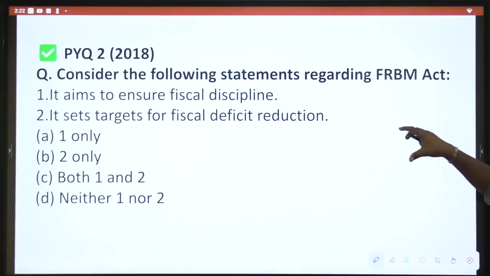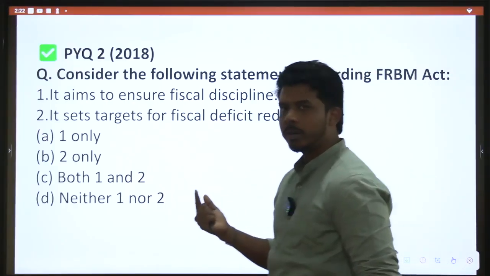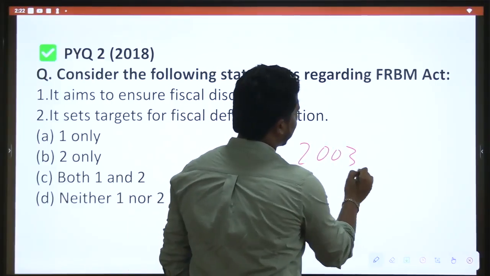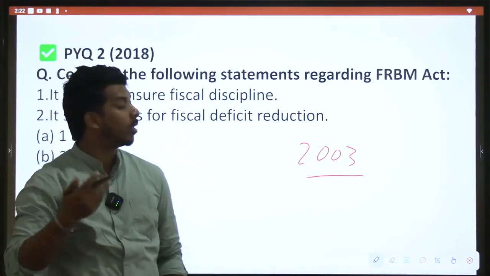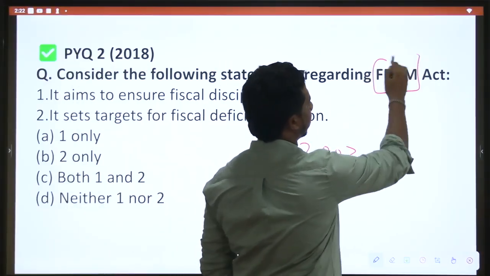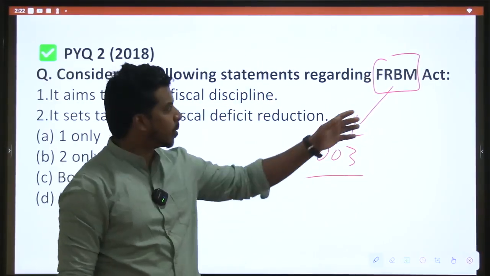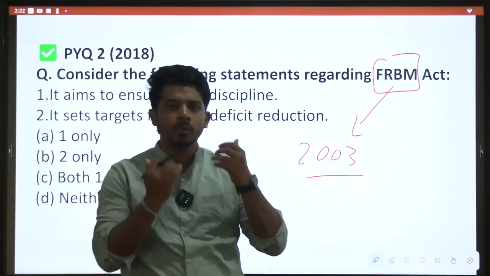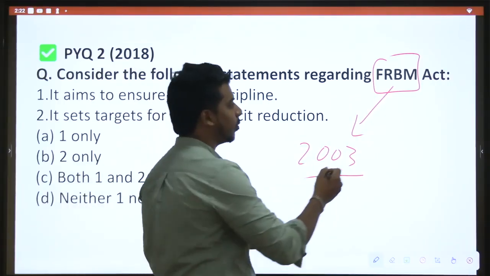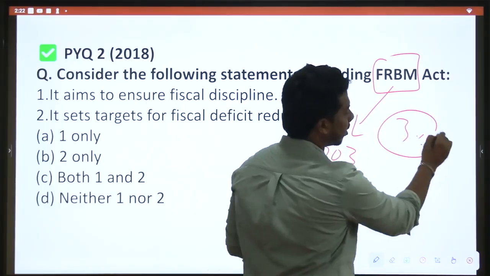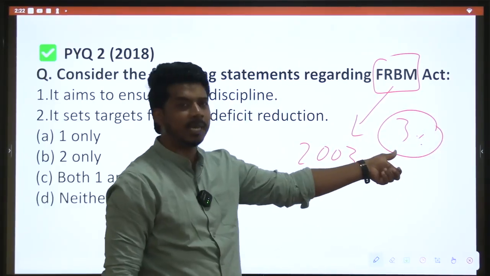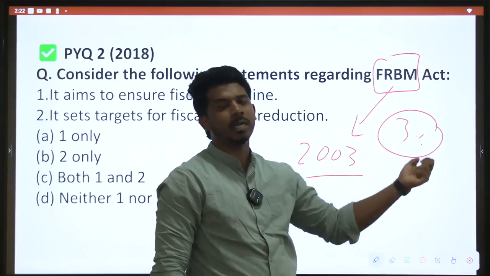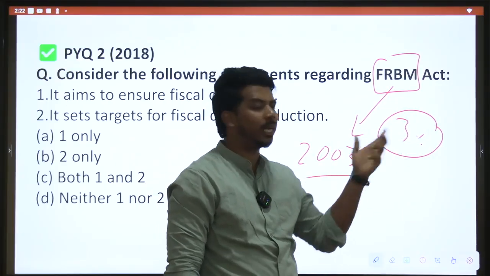Then they are asking about something called the FRBM Act. In 2003, because our fiscal deficit was constantly high, we made an act called the FRBM Act, the Fiscal Responsibility and Budget Management Act. The target here is to reduce the fiscal deficit to 3%, just like what our 16th Finance Commission is telling us right now. But we could never achieve it actually.